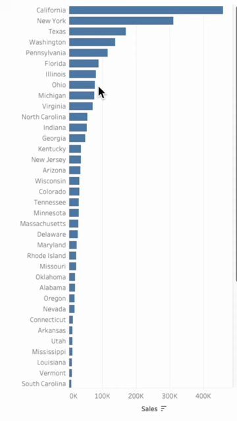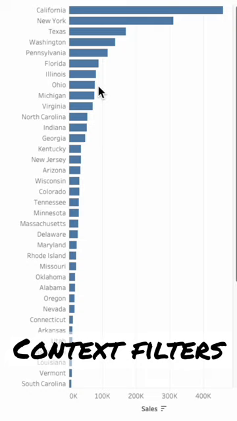In this tip, I'm going to explain to you the importance of context filters. In this example, I have sales by state. The states are ranked according to sales.